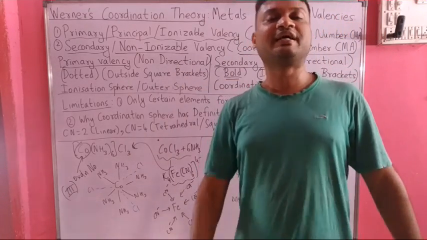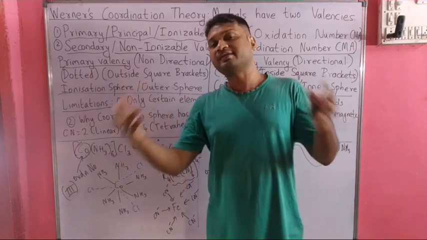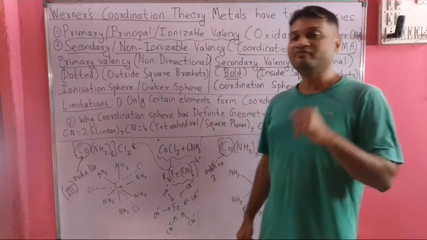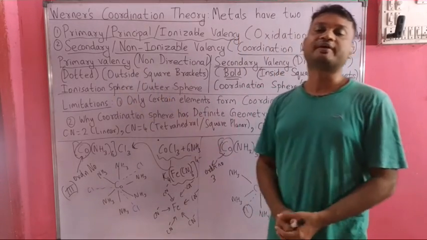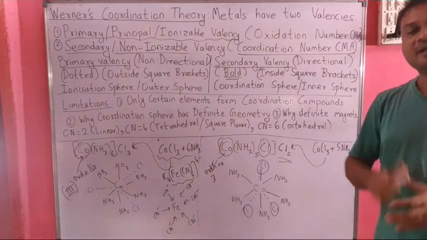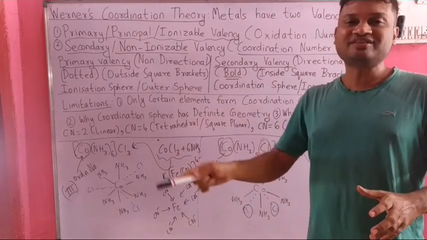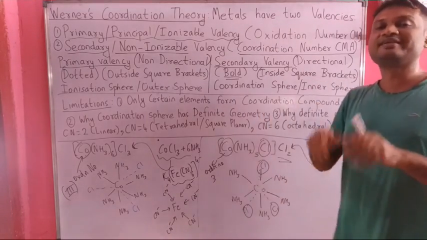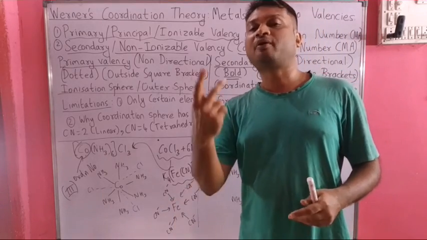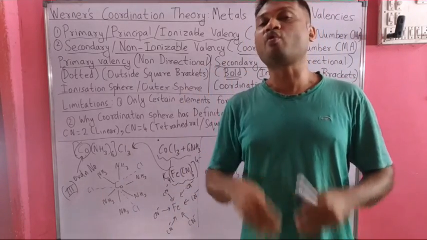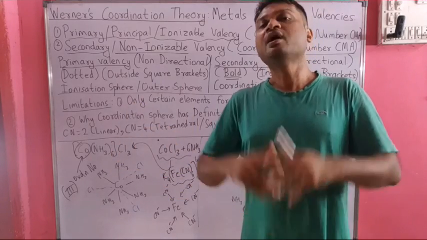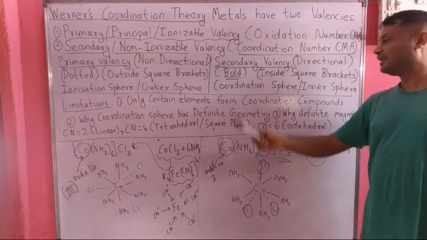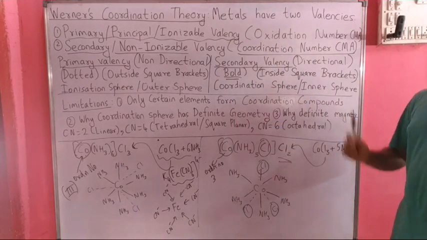So what are the points? Let me discuss once again. Primary valency refers to oxidation number. It is non-directional, shown by dotted lines, and it is outside the square brackets. We call it the outer sphere or ionization sphere. Secondary valency, which refers to coordination number, is satisfied by coordinate bonds of ligands with the central metal atom. It is shown in bold lines and it is directional in nature because it leads to a particular geometry. For example, a coordination number of 2 refers to linear geometry. A coordination number of 4 refers to tetrahedral or square planar geometry. A coordination number of 6 refers to octahedral geometry. And the coordination number or secondary valency is shown in the coordination sphere or inner sphere.